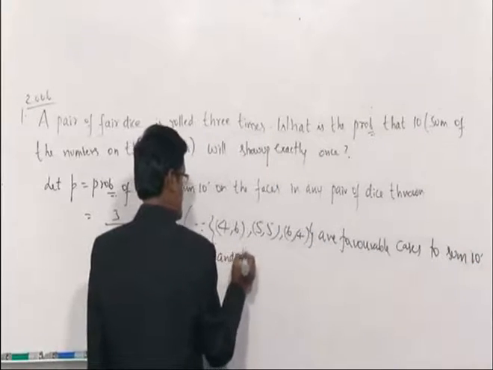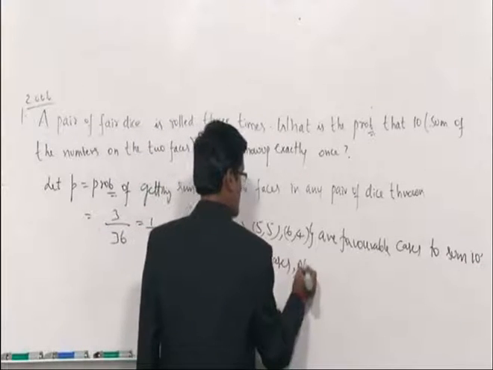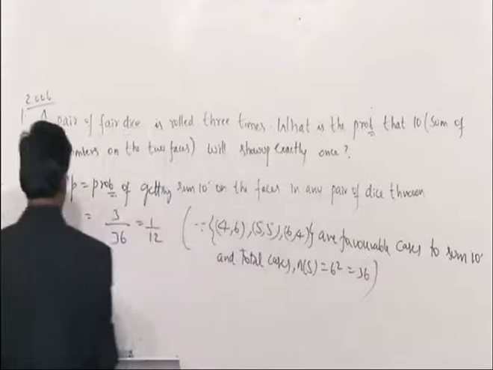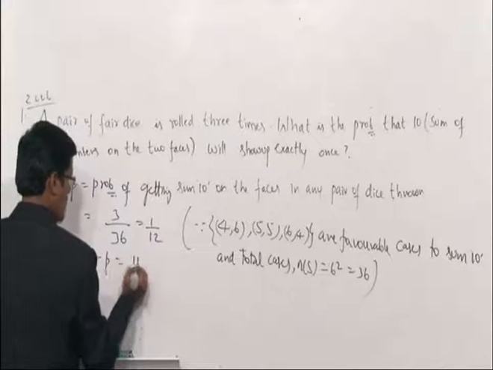and total cases n of S is equal to 6 square in a pair of dice thrown. This implies q is equal to 1 minus p is equal to 11 by 12.